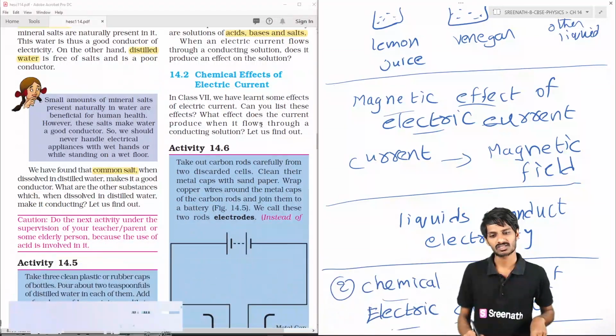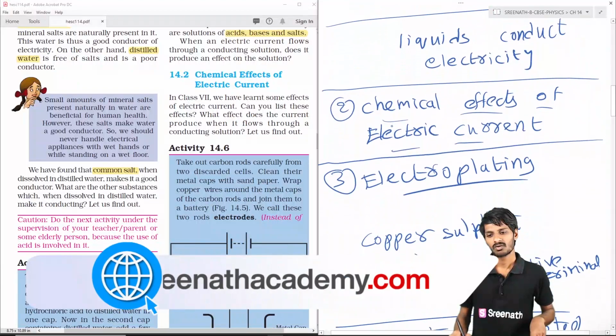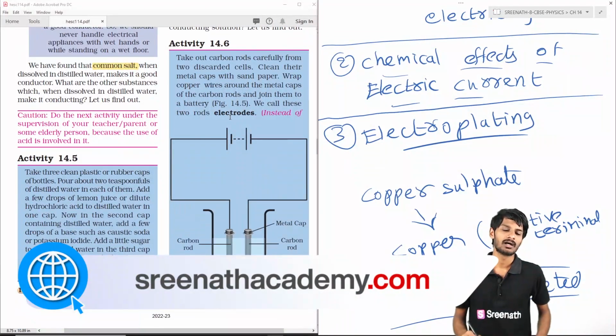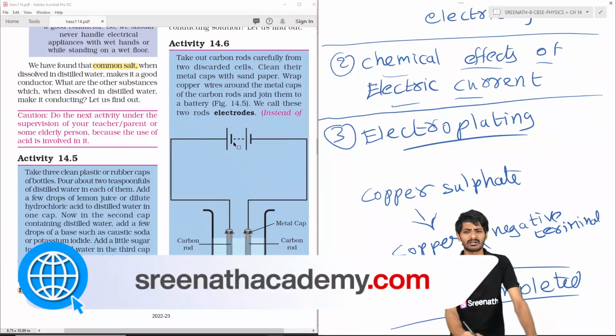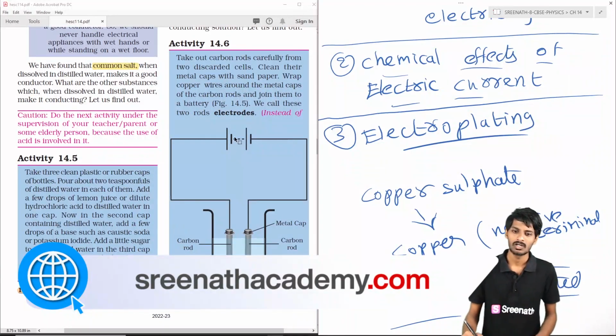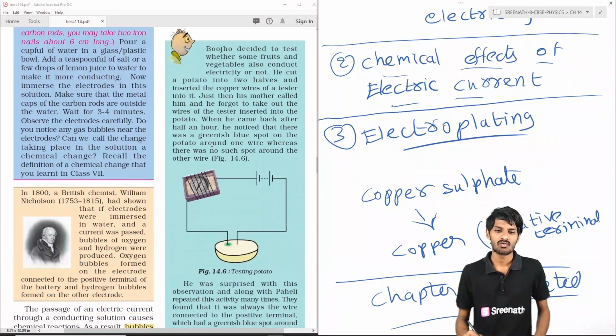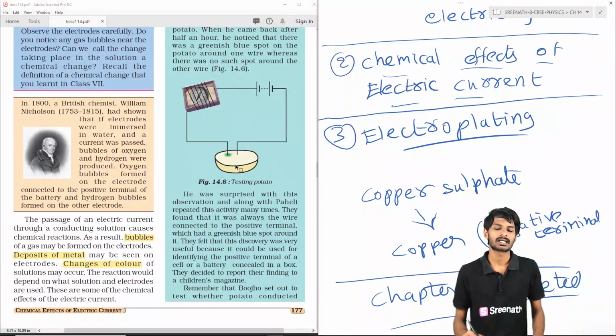Next thing is chemical effects of electric current. What are the chemical effects of electric current, students? Whenever the electric current flows through a liquid, students, it will cause some chemical effects. What are those? If you see in the case of a potato, there is a greenish spot, it is because of the chemical effect, students.